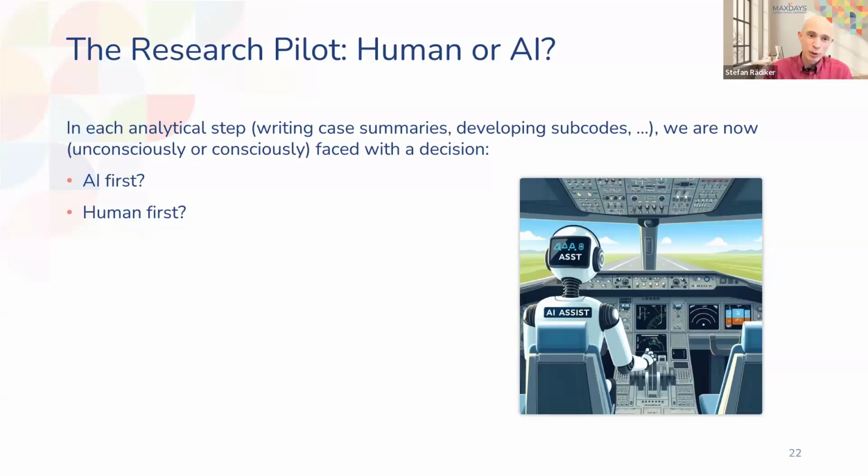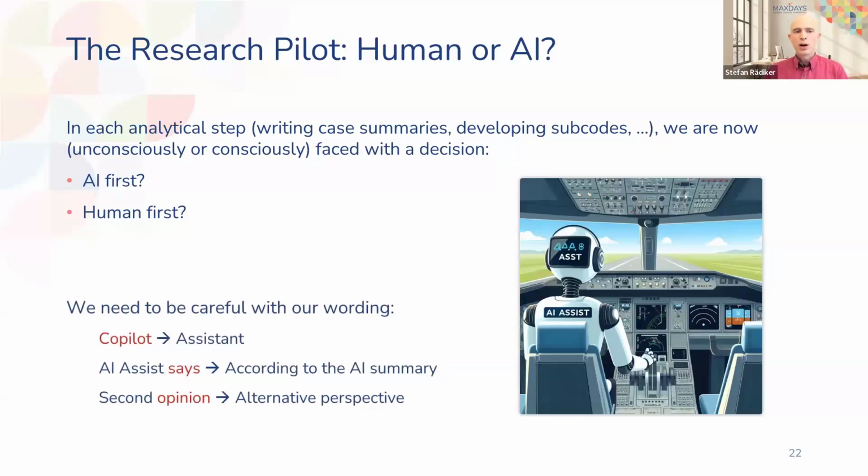Is it the AI who creates a summary and then I'm creating a summary and comparing it? Or am I the first person who is creating the summary and then I compare it with the AI? Because when the AI starts first, it may steer us in a direction. I don't think it's a big problem, but what I think is a big problem is if we are not aware of this process that is happening there.